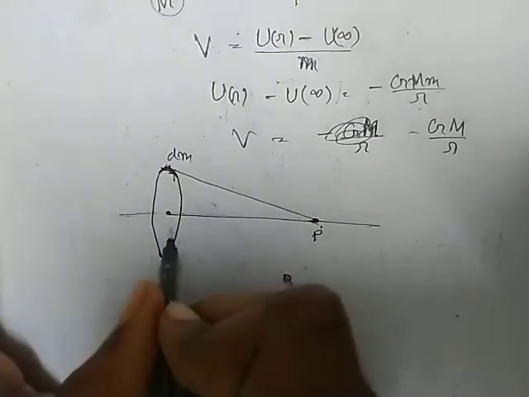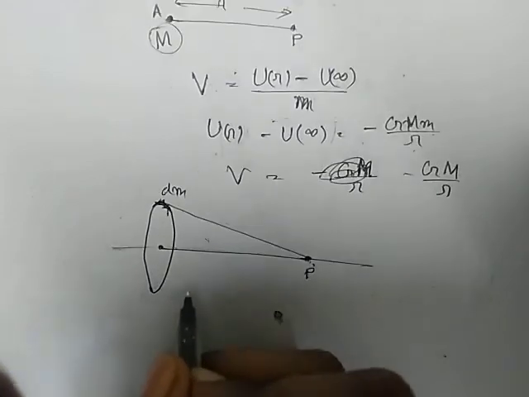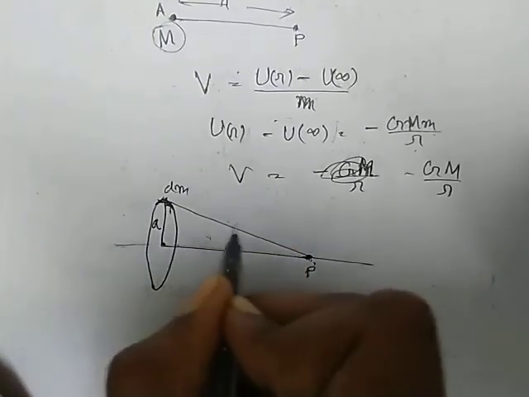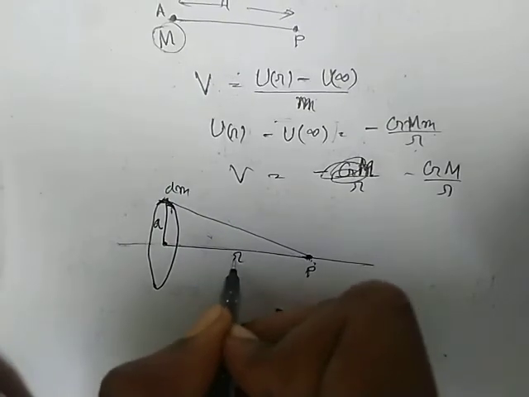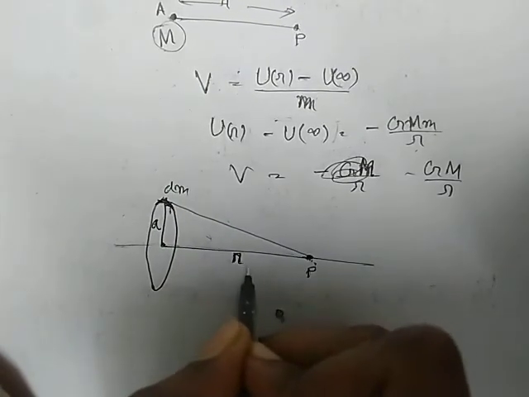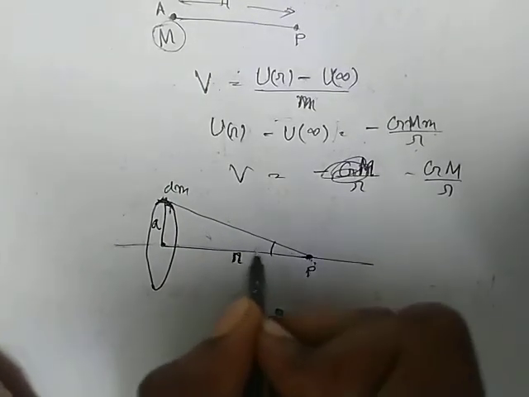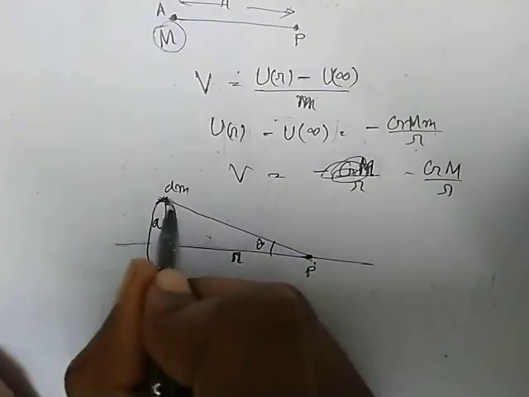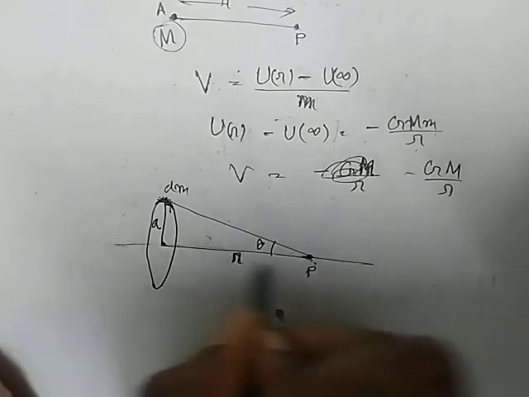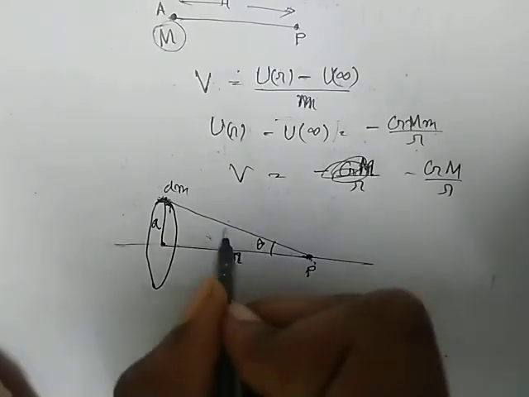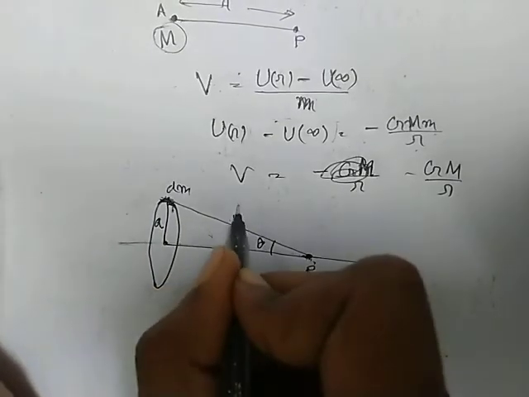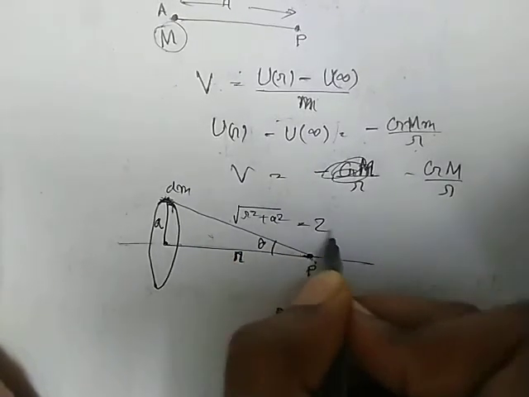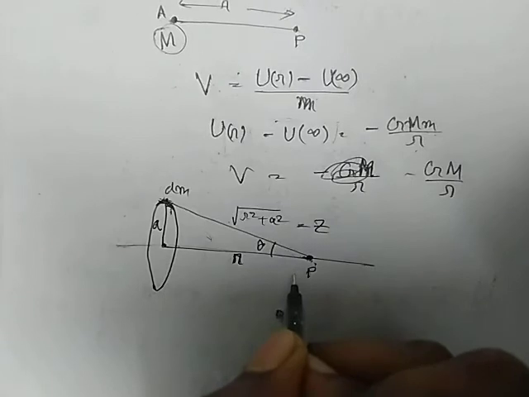So if the radius of this ring is a, and the distance at which we are measuring the potential is r, and this circumference element makes angle theta with this axis, then we can easily see this distance is root r square plus a square. For now we will write this as z.